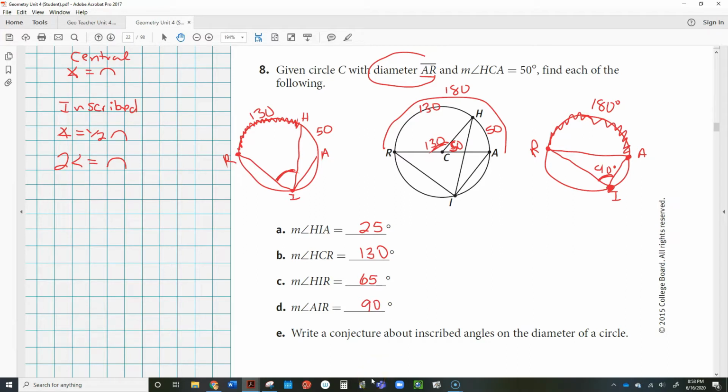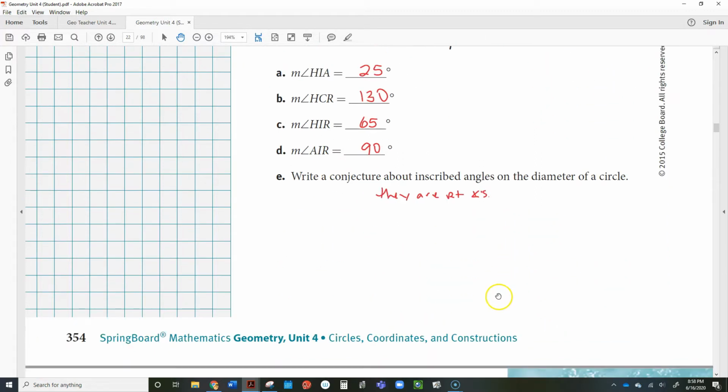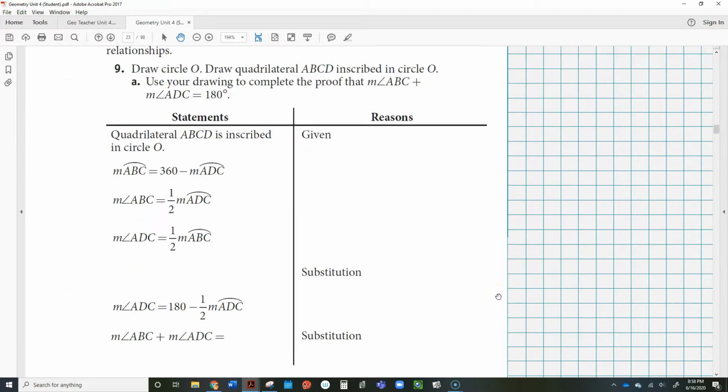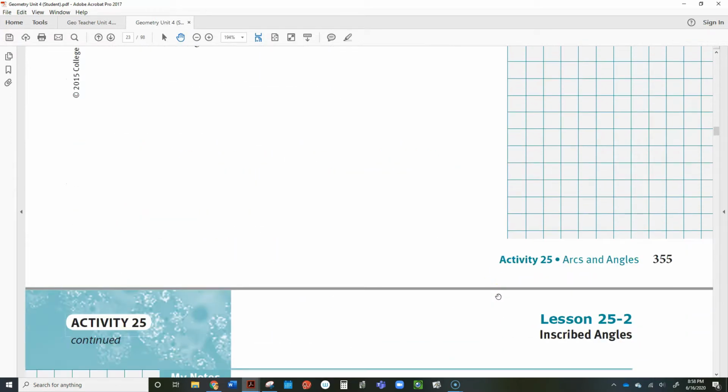Write a conjecture about inscribed angles on the diameter of a circle. They are right angles. Why? Because half of 180 is 90 every time. Don't need to do the proof.